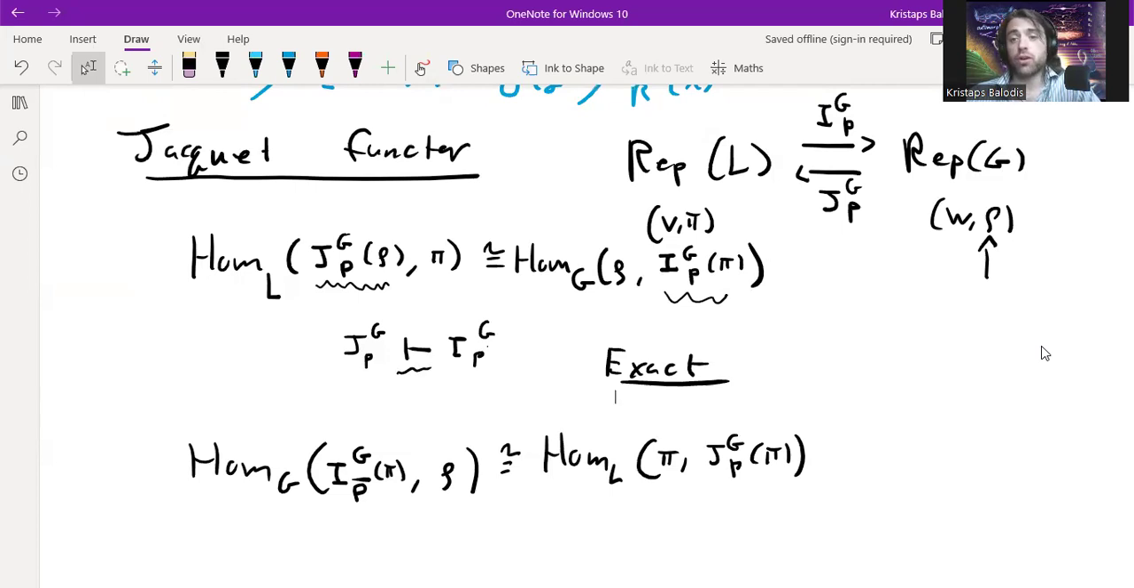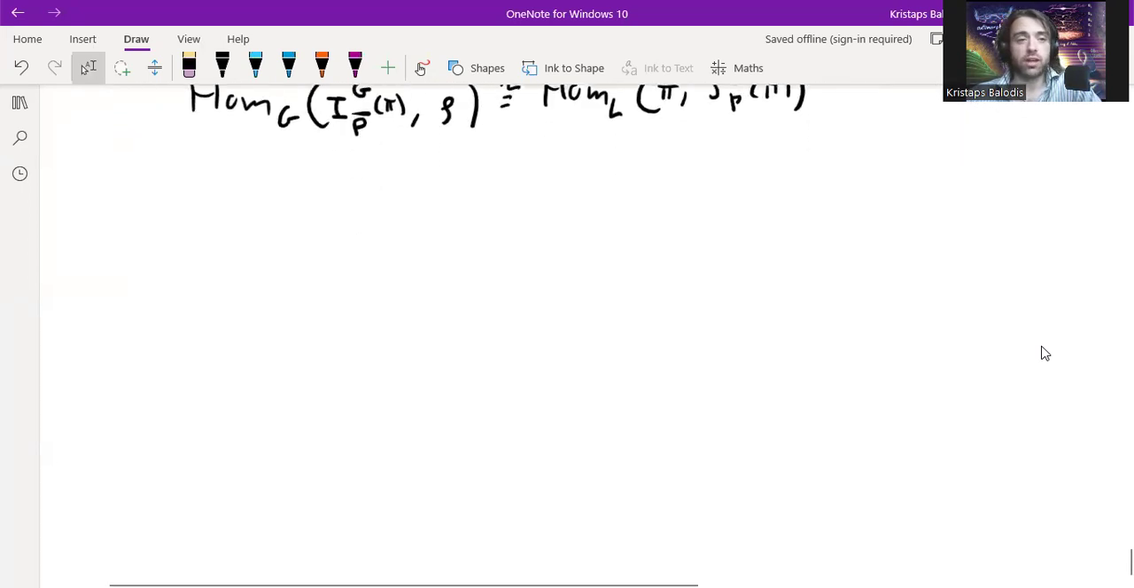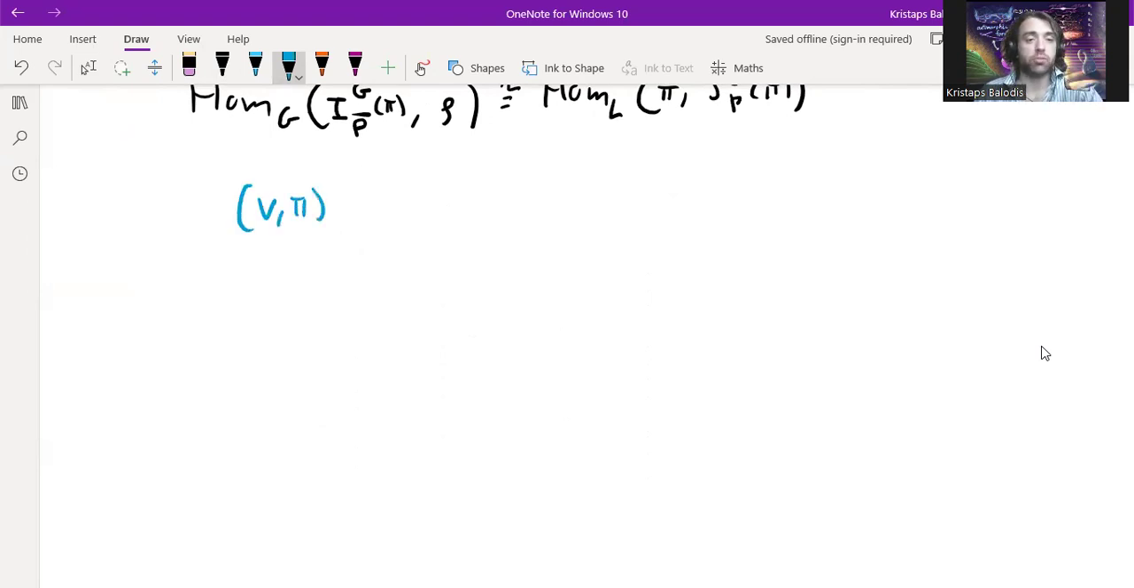Let me just give you the very explicit definition of the Jacquet functor, and maybe that'll bring us down to earth and allow us to wrap up this video. So suppose I have my representation, my smooth admissible representation of GL_N(Q_p). That's what I mean when I write G, at least at this point in the series.